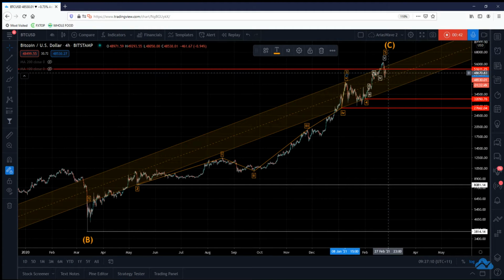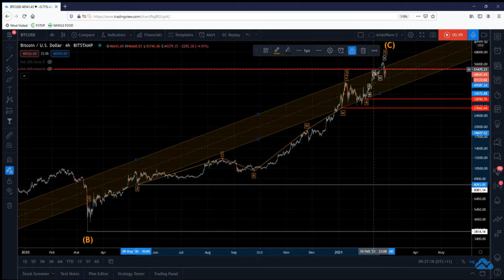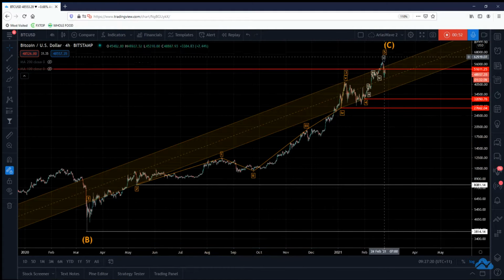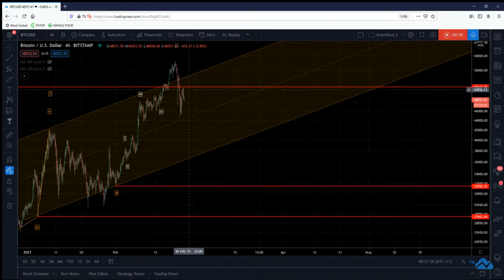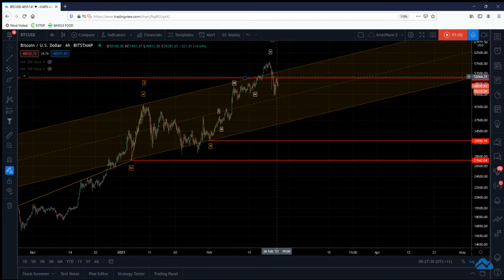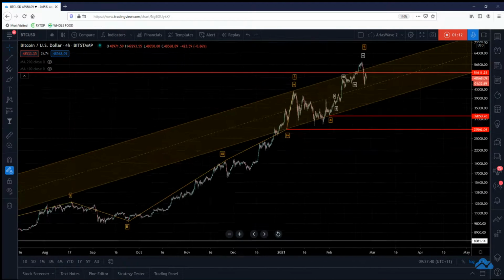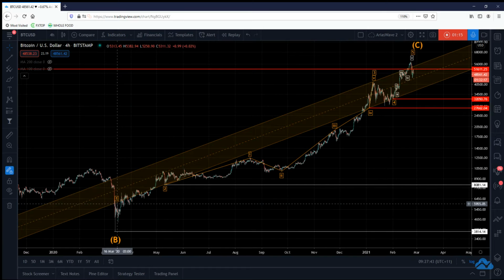I did say the target would be 51611. We did break that, as always we do with Bitcoin. It always seems to break targets, and then we did see a reversal, and it has come back to retest that particular level there. You can see that it's come back and retested it, so it must be significant. Otherwise, it wouldn't even go near it. And that's because it's the length. It would have been the length of wave 1 down here when measured.